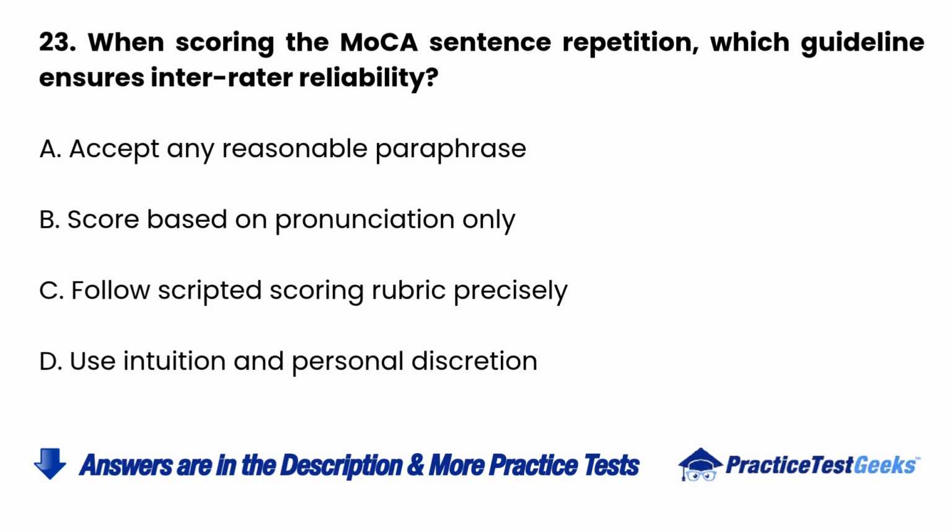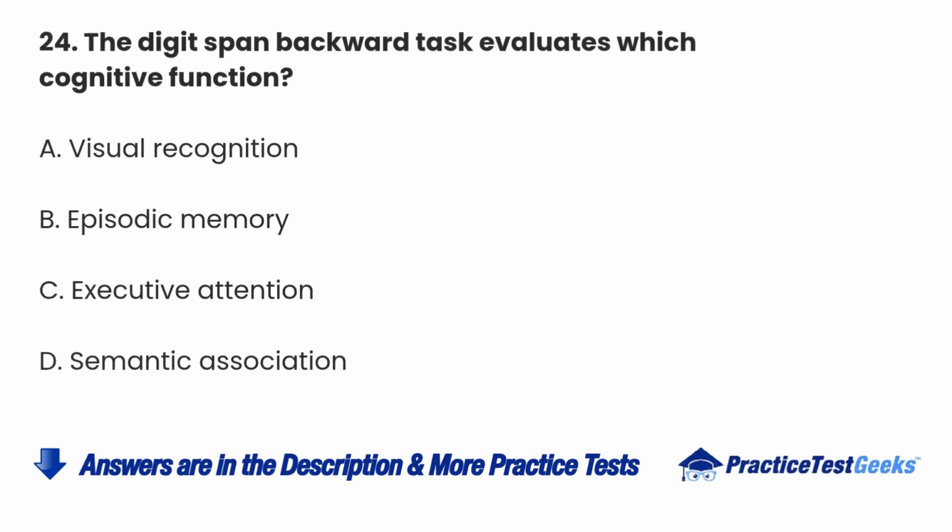23. When scoring the MoCA sentence repetition, which guideline ensures interrater reliability? A. Accept any reasonable paraphrase. B. Score based on pronunciation only. C. Follow scripted scoring rubric precisely. D. Use intuition and personal discretion.